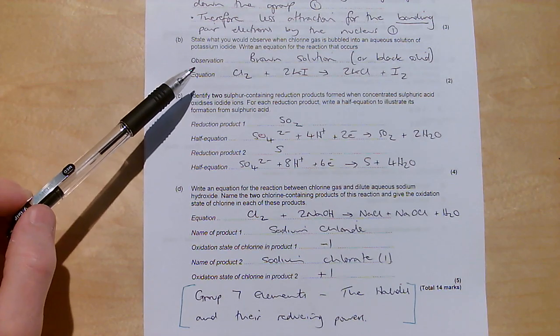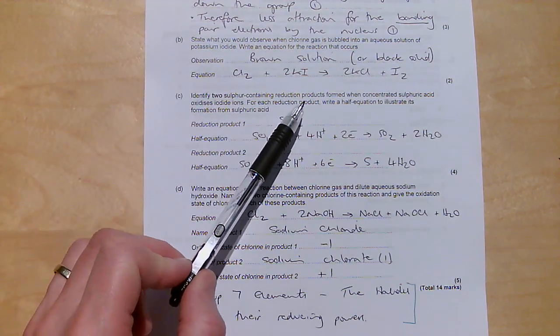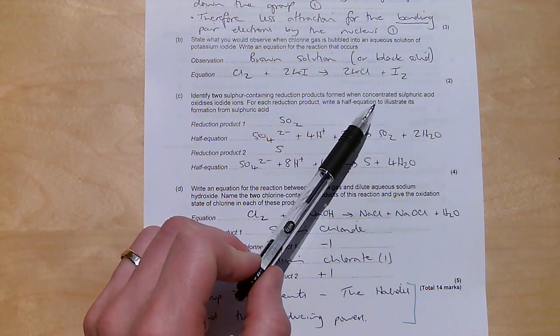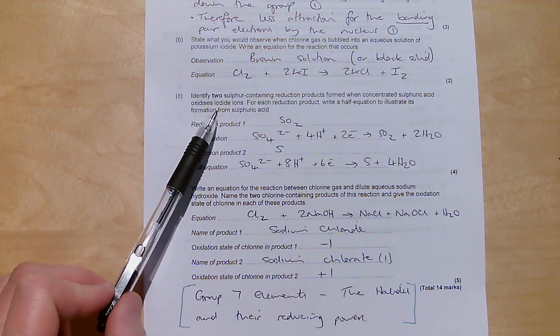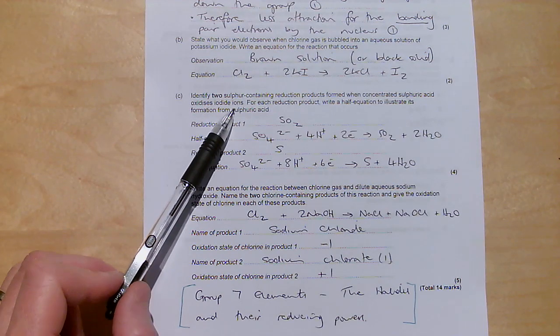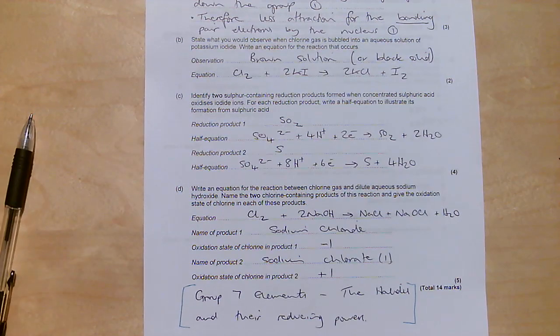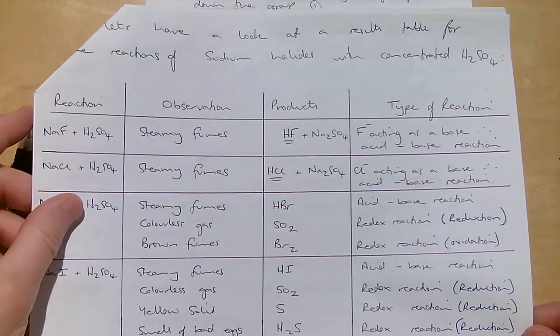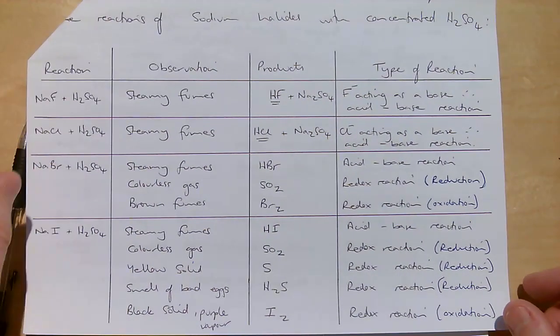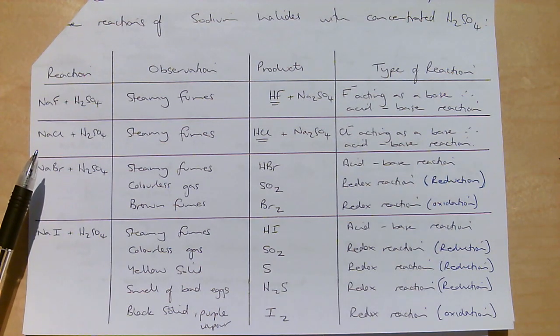Okay, it comes up on nearly every paper every year. So identify 2 sulfur containing reduction products formed when concentrated sulfuric acid oxidizes iodide ions. So I'm looking at the reaction here between I- and SO4 2-. And straight away you're thinking, oh yeah, here we go, it's this table here. Absolutely key. So this was looking at the reducing power of the halide ions.